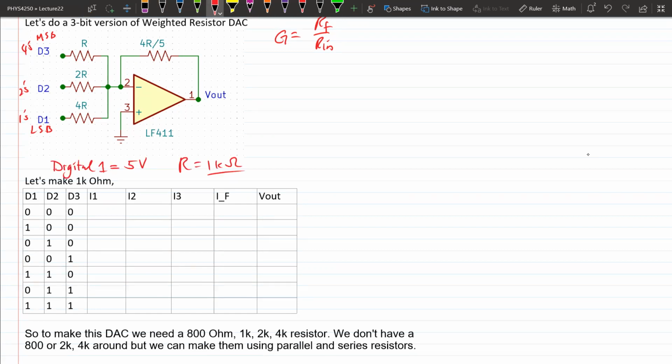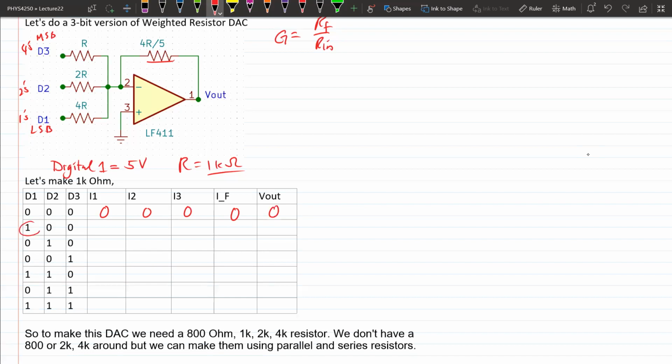Okay, well, if all these voltages are 0, there's going to be no current going through any of these lines, so nothing happens. All the currents are 0. That means the current through the feedback loop is also 0, and therefore the output is actually 0. I'm not going to do all 8 of them, so we're just going to pick a couple of them.